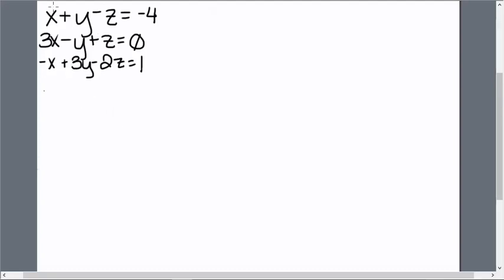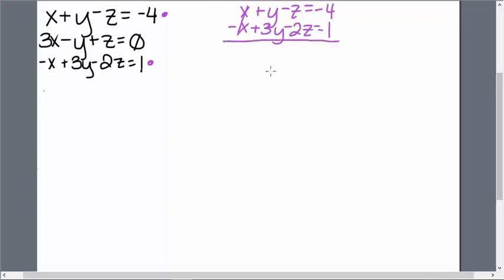So as I'm looking, I think the easiest one to eliminate is going to be x, because if you look at the first and the third, they are already going to knock each other out. So I'll do it off to the side in purple here. The first and the third equations, x plus y minus z is equal to -4, and negative x plus 3y minus 2z is equal to 1. So you'll notice that if I add straight down, my x's go away.